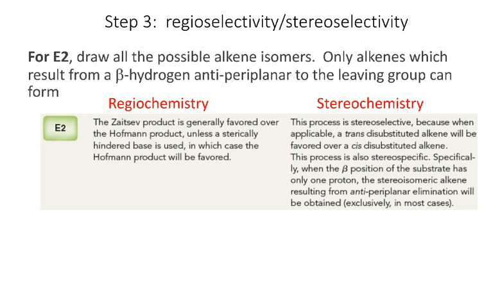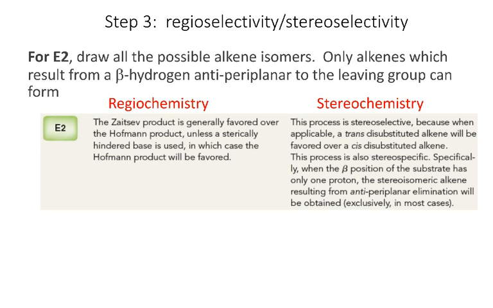We also have to consider the regiochemistry. So remember that the Zaitsev product, or the one that's more highly substituted, is generally favored over the Hofmann product, which is less substituted. That is the case unless we're using a sterically hindered base like tert-butoxide, in which case a sterically hindered base will favor the Hofmann product.